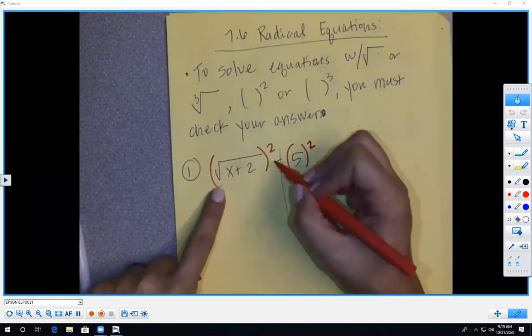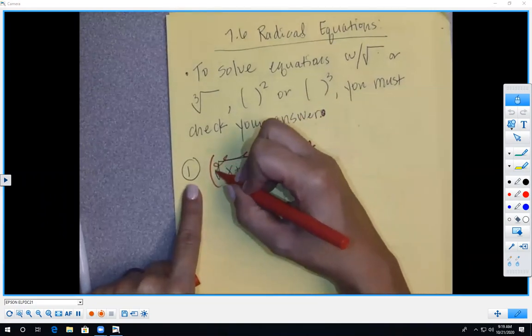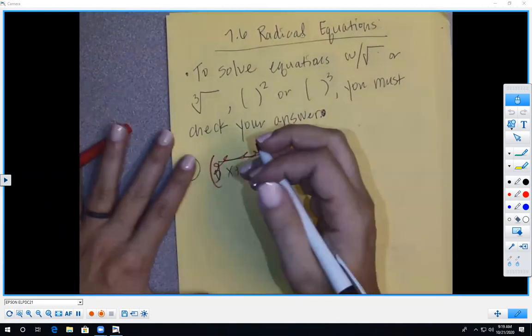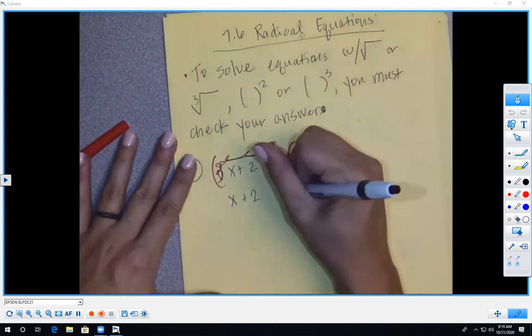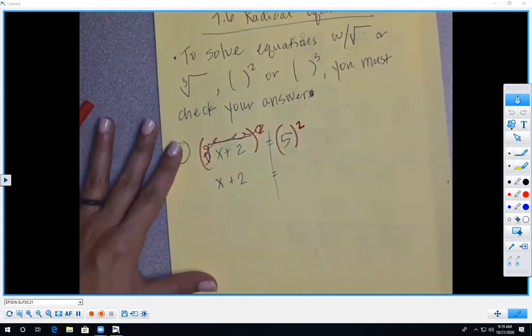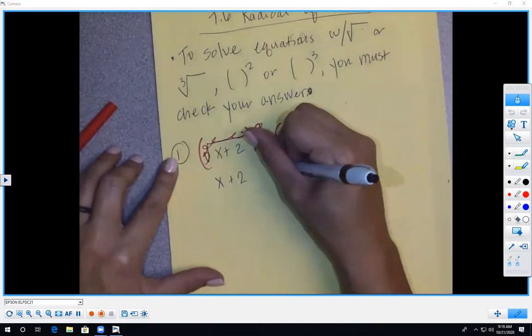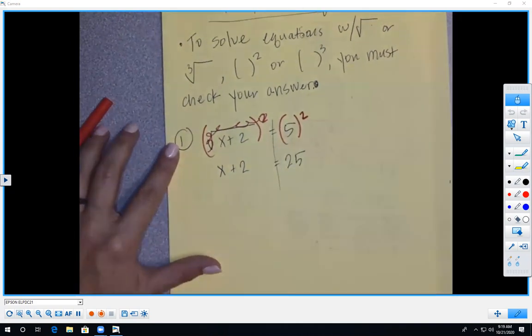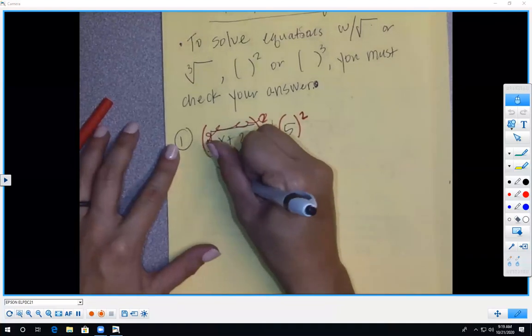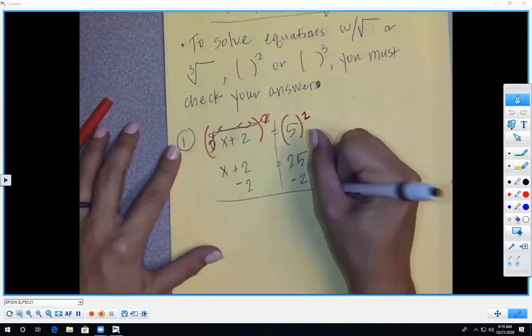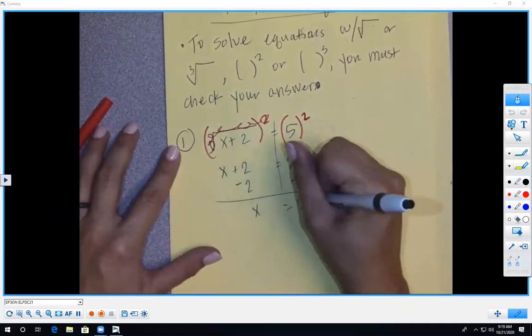On the left-hand side, the square and square root, they undo each other. So I'm just left with X plus 2. On the right-hand side, I get 5 squared. What is 5 squared? 25. And then how do you solve for X now? Subtract 2 from both sides. And I get X equals 23.